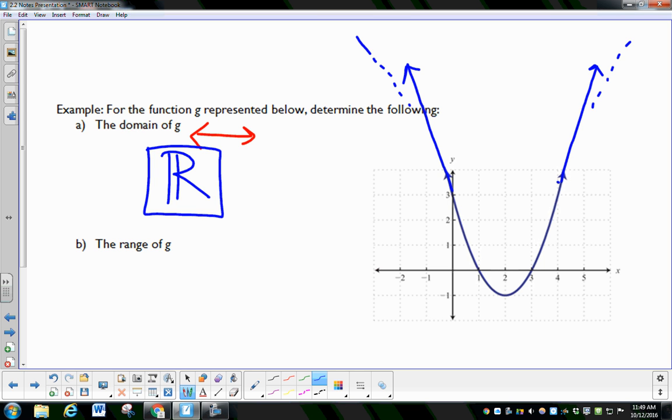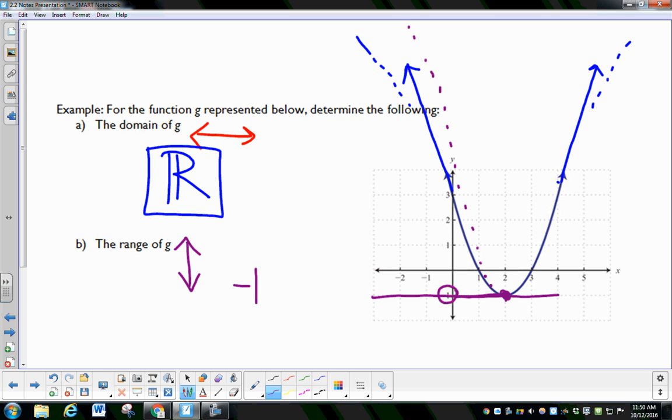Now my range, I think there is a limit we can put on this. So remember, range is my y, or my up and down movement. How far up and down does this graph go? Well, there is a lowest point on this graph, right? Right here is the lowest point if you're looking up to down on this graph. So it hits at a y value of -1. So I know I'm going to go from -1 up, up, forever and ever, right? There's no place where we're going to put a limit on this going up.